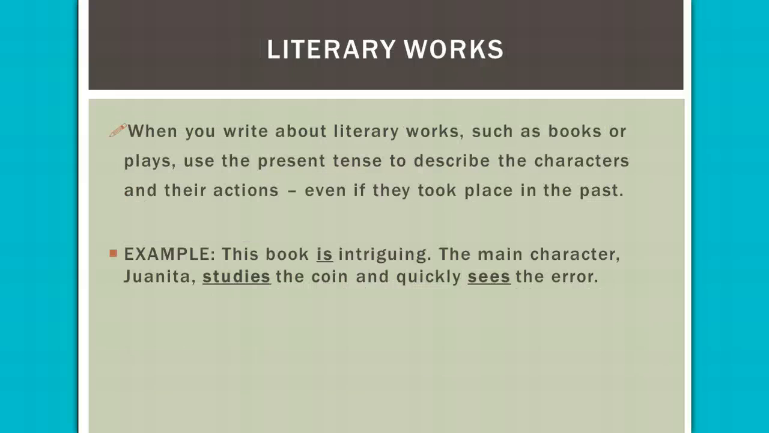When you write about literary work, such as books or plays, use the present tense to describe the characters and their actions, even if they took place in the past. For example, this book is intriguing. The main character, Juanita, studies a coin and quickly sees a mirror. Even though those actions happened in the past, the present tense is used because it is a literary work.